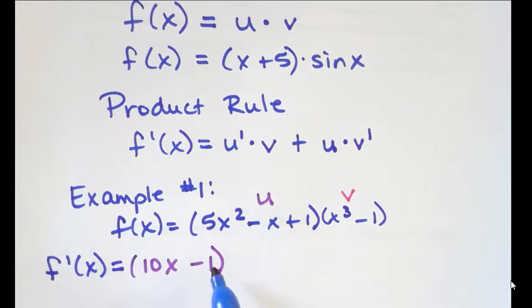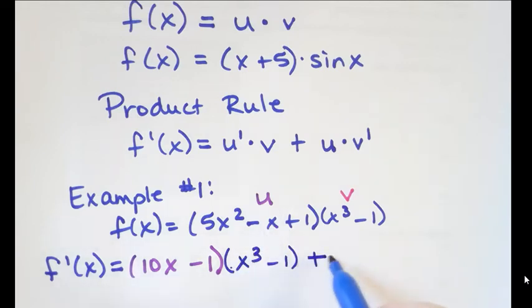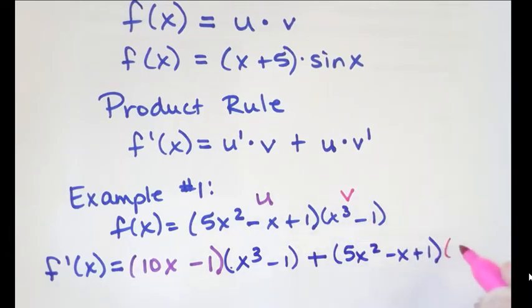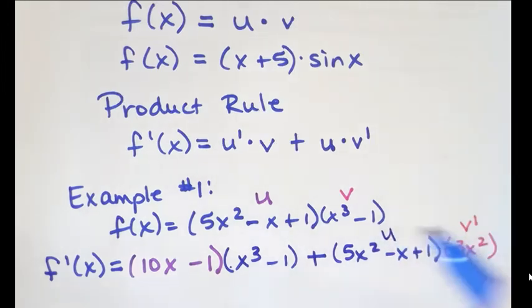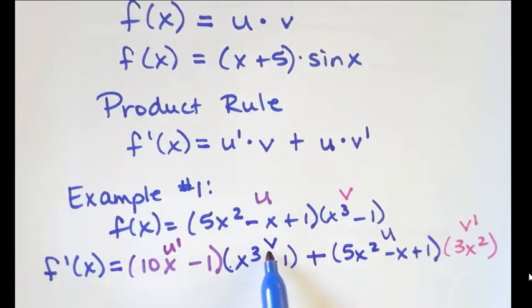And so we are going to multiply the derivative of u times v, so times x cubed minus 1, plus the derivative of u, 5x squared minus x plus 1, times the derivative of v. So in this case we would have 3x squared. So I have v prime, u, v, and u v prime. So u prime times v plus u times v prime.